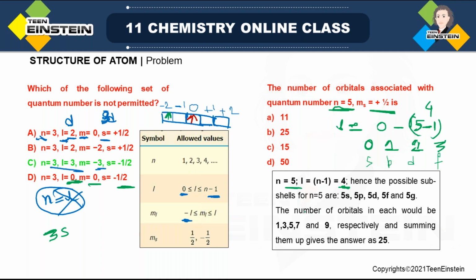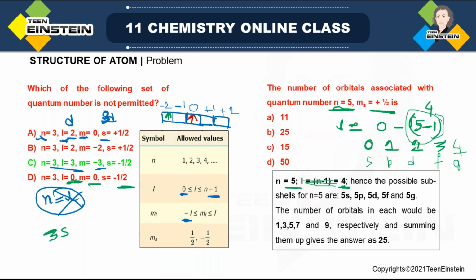Possible subshells for n = 5, sorry, g will also be there. So it is not like this, just ignore this information. When n is equal to 5, possible subshells will be s, p, d, f, g, because it starts from 0 and ends at 4. NCERT says it ends at n minus 1. So that is why all these are possibilities.